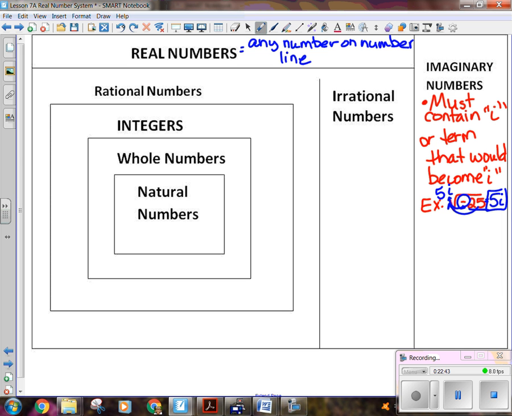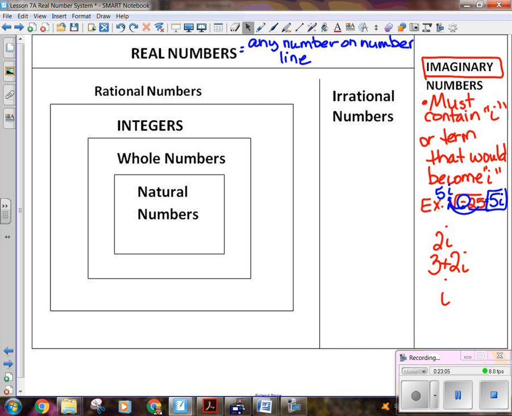Otherwise, it's definitely not real, because it would give me an error on my calculator. So when we say 2i, or 3 plus 2i, or if it just has an i in it, pretty much to be imaginary, it has to have an i in it. Okay, so that's pretty much what it has to have.